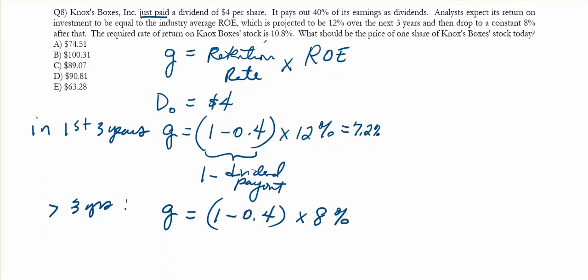So we have to read very carefully here. It says the ROE is projected to be 12% over the next 3 years and then drop to a constant 8% after that. So the growth rate after 3 years will be 4.8%.